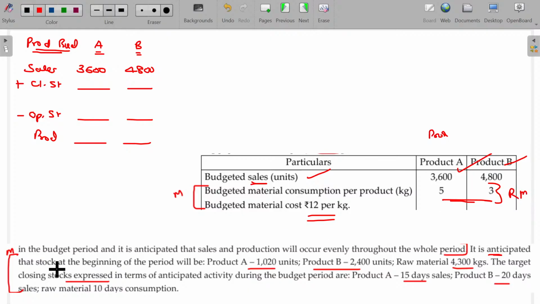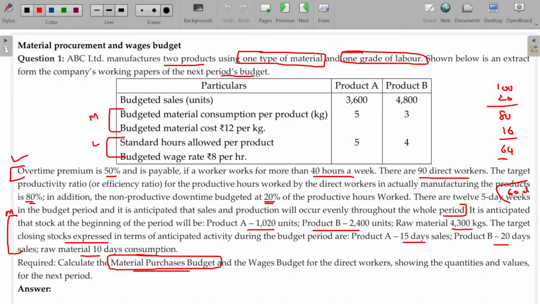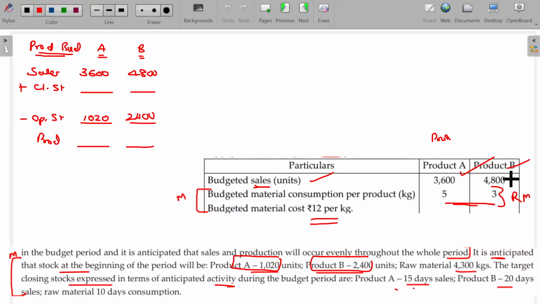It is anticipated that stock at the beginning of the period will be product A 1020 units, product B being 2400 units. Raw material, we can apply it for the raw material calculations later. The target closing stock expressed in terms of anticipated activity during the budget period are A 15 days. Already we knew that it is 60 days. The detail is for 60 days.